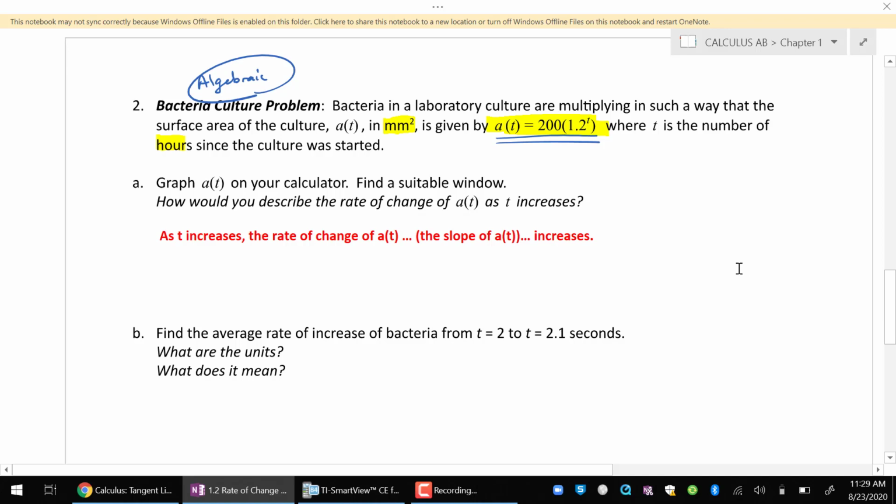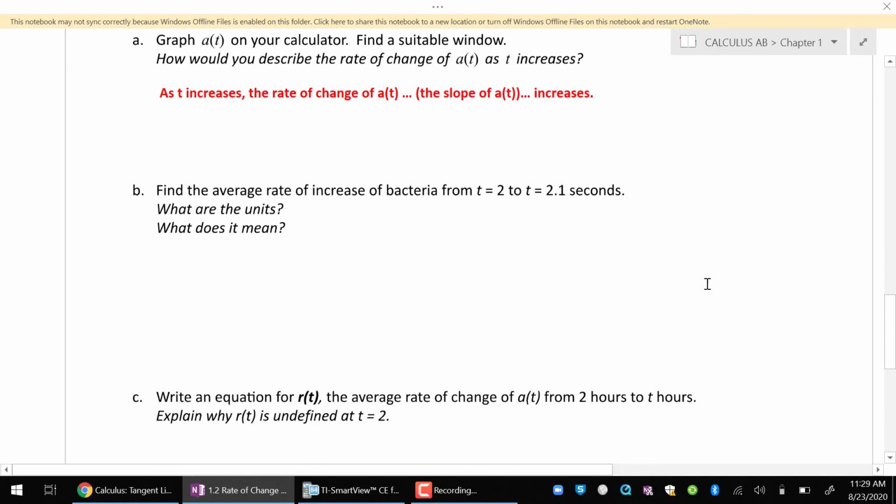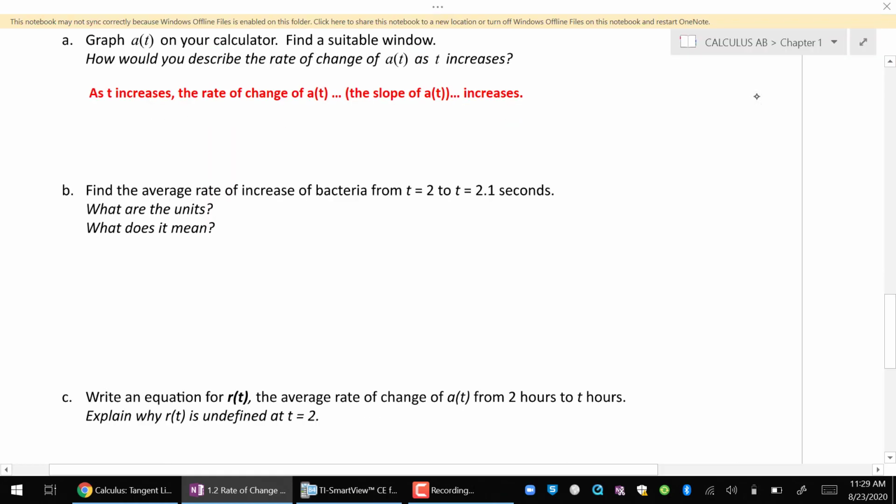So there would be a way to describe what happens to that function. Now, letter B: what is the average rate of change of increase in the bacteria from 2 to 2.1 seconds? And then what are the units? First of all, typo right here. It should not be seconds. I believe the time was given in hours, so let's fix that up first.